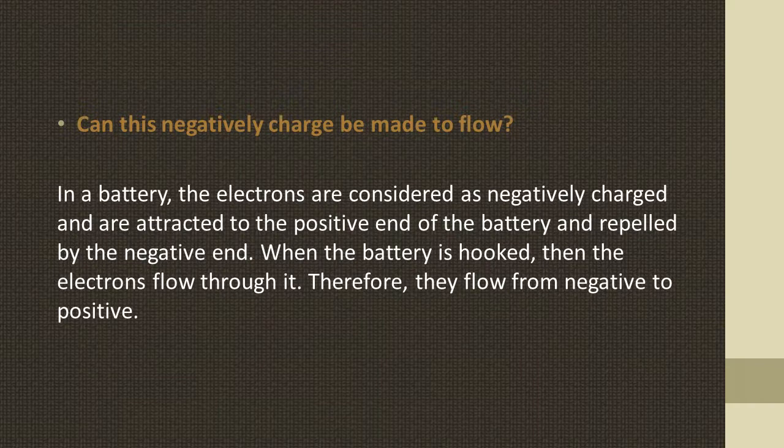Now students, in a battery, the electrons are considered as negatively charged and are attracted to the positive end of the battery and repelled by the negative end. When the battery is hooked up, the electrons flow through it. Therefore, they flow from the negative end to the positive end of the battery.